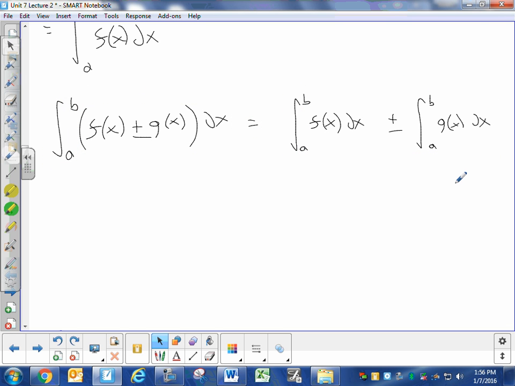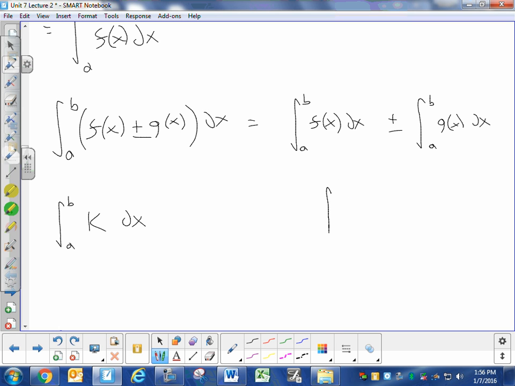The next one, if I want to find the area or the integral from a to b under just a constant, let's see what that'll be. Let me show you an example and we'll be able to kind of go from our example to in general. Let's take the area or the integral from 1 to 4 of 5 dx.